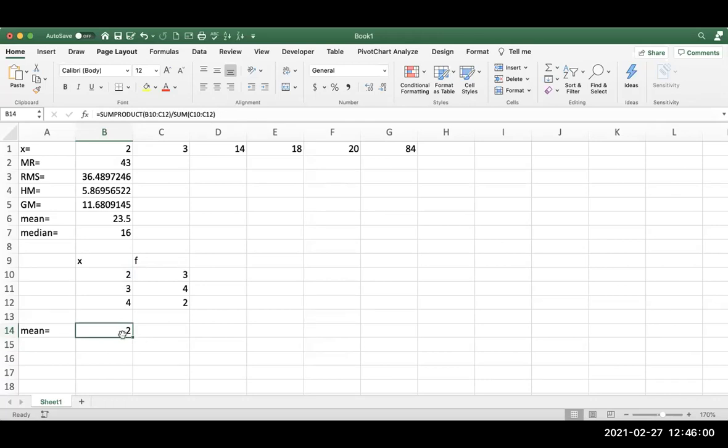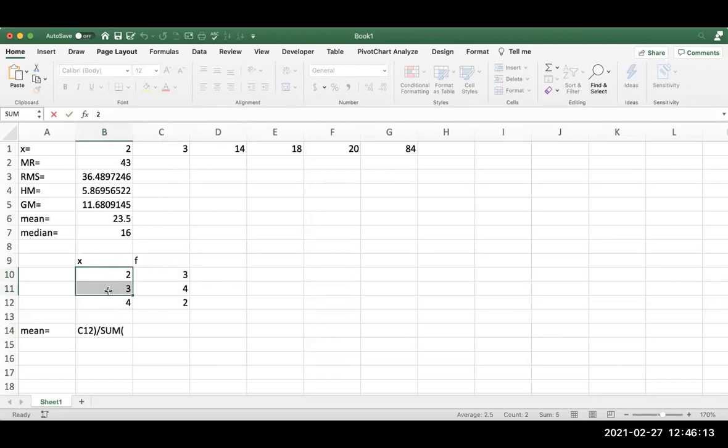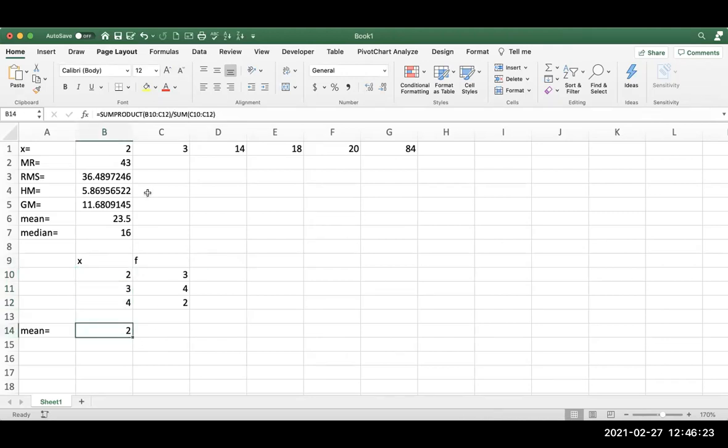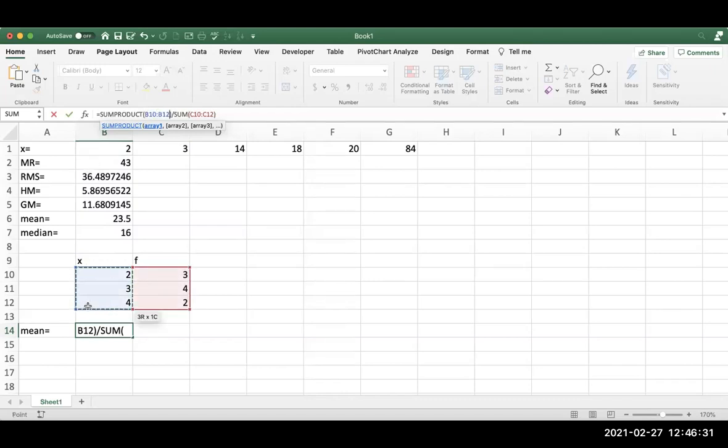Why is it giving me the sum product of this? Oh, a comma, this. Okay, so I'm going to have to take the sum product of this. What the heck? Okay. I'm not highlighting it correctly. Okay, good. Sum product of this. Good. Sum product of that. Okay, good.